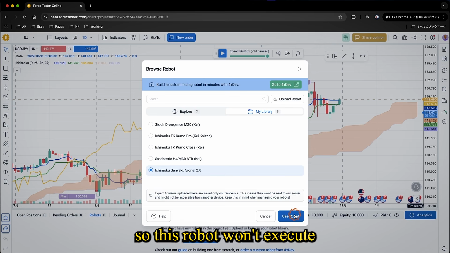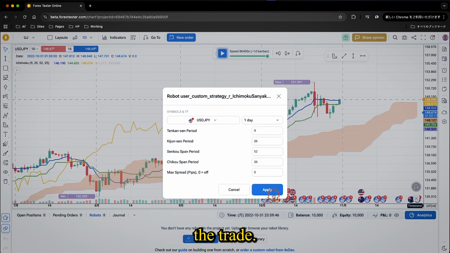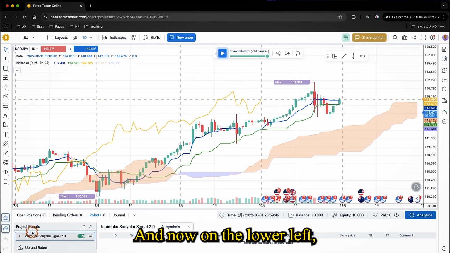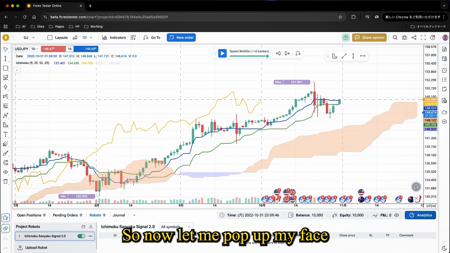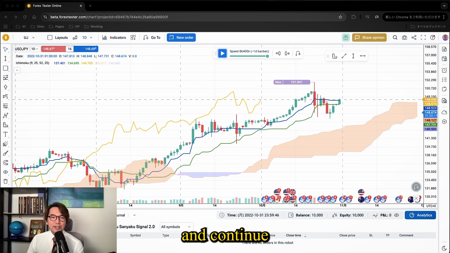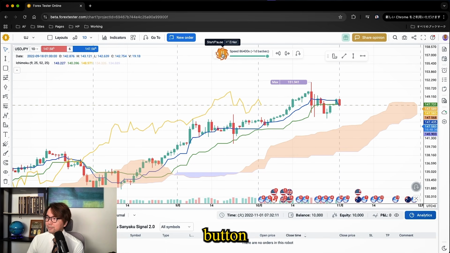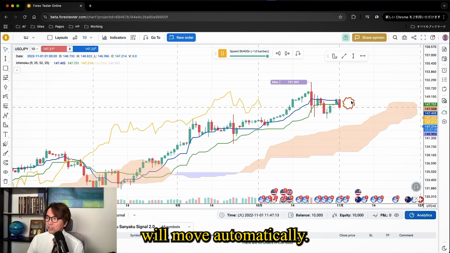So this robot won't execute the trade, but it saves my time from having to stop running the tester and manually enter the trade. So I apply the robot on the daily time frame, and now on the lower left you can see that the robot is enabled here. So now let me pop up my face and continue to run the tester. I click on the play button and the bars will move automatically this way.